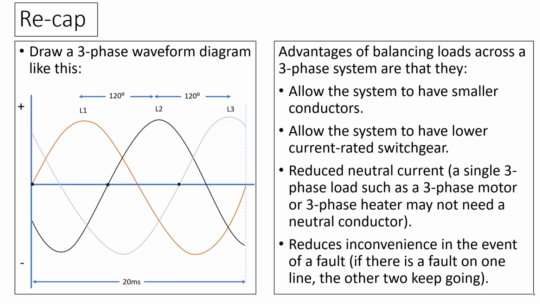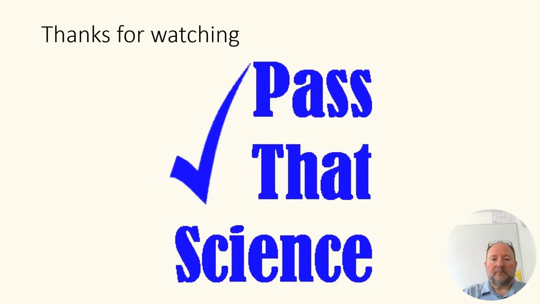Just to recap then, what we've done today is looked at drawing a waveform diagram for a three-phase supply with the correct phase displacement over one cycle, one period of a 50 Hertz supply. And then we just spoke about some advantages of three-phase balanced systems. Those two answers there are worth 3 points each. Okay. Good luck and pass that exam.